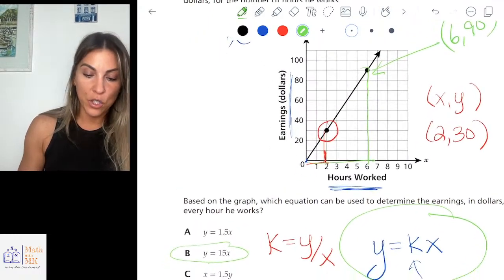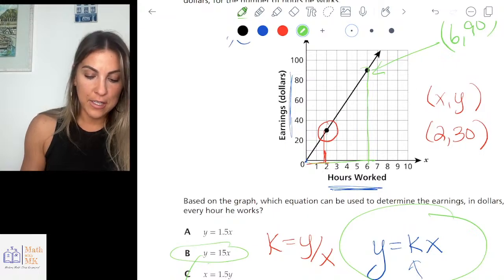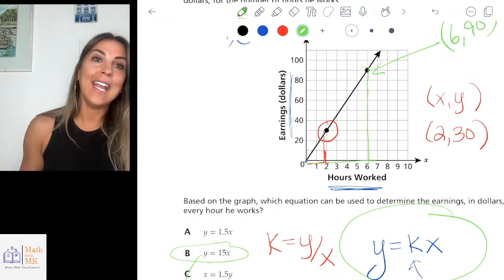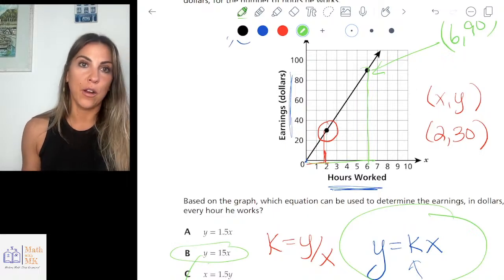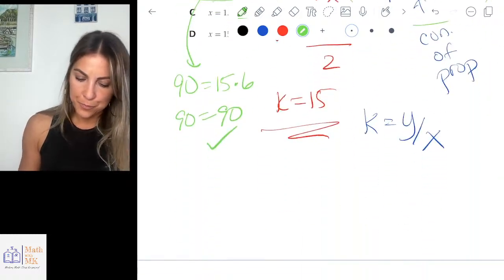So if I substitute into this equation 90 for y, that 15 stays, it's my constant of proportionality, and 6 for x, it needs to make this equation true. 90 equals 15 times 6 is 90, so it does work. All right, that helps me gain some confidence that B really is my answer.